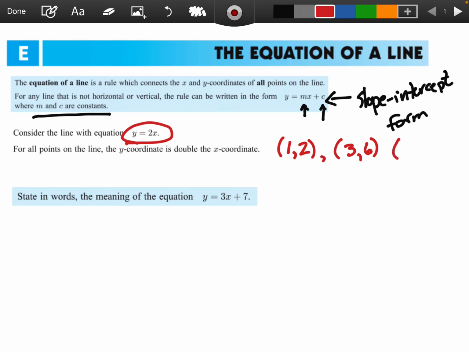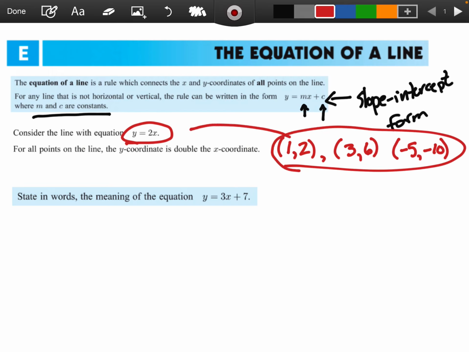If x was -5, then double that, 2 times -5 gives me -10. So there's another point on the line. All of these points are in this line family because every single pair of coordinates is connected in the way that the equation describes. The y coordinate of every point is equal to 2 times whatever the x coordinate was.